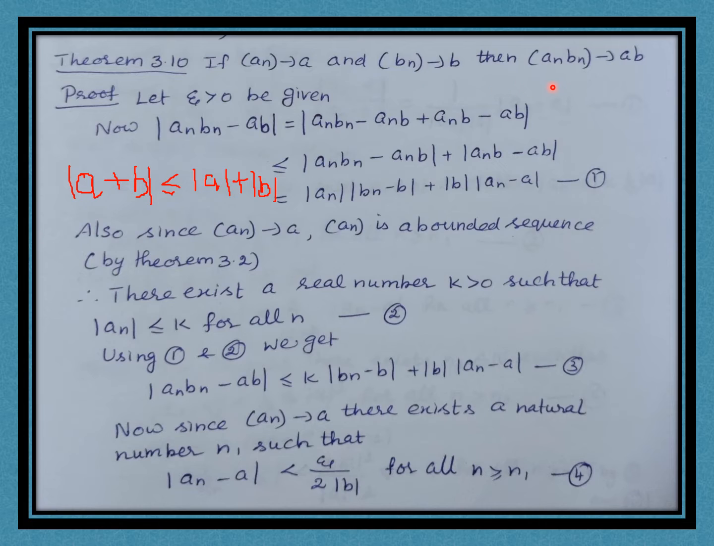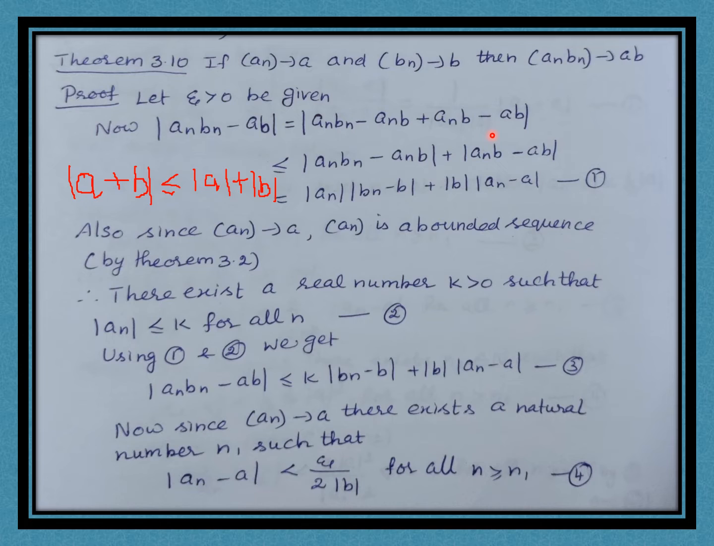For the theorem proof, we need absolute value of an bn minus ab in the relation of absolute value of an minus a and absolute value of bn minus b. For that, I am introducing a and b. I am adding and subtracting an b. So I'll have absolute value of an bn minus ab equal to absolute value of an bn minus an b plus an b minus ab.